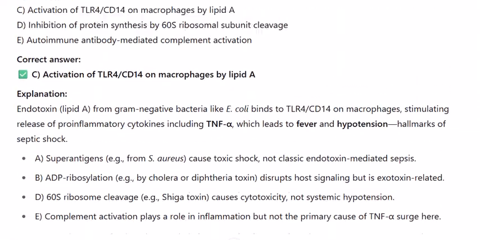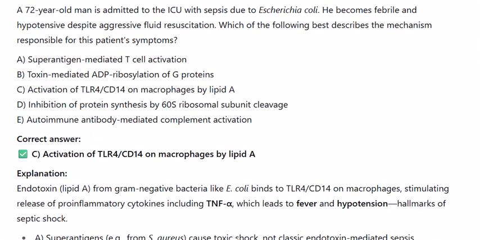Focused on macrophage activation via TLR4 CD14, leading to TNF release, fever, and hypotension, with detailed explanations on why other options are incorrect.